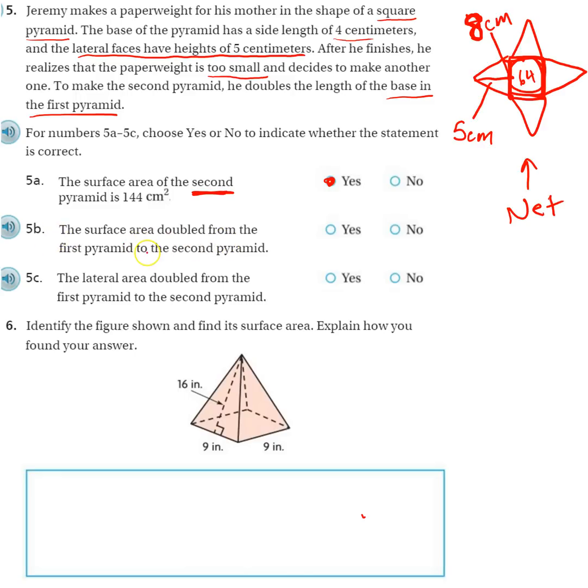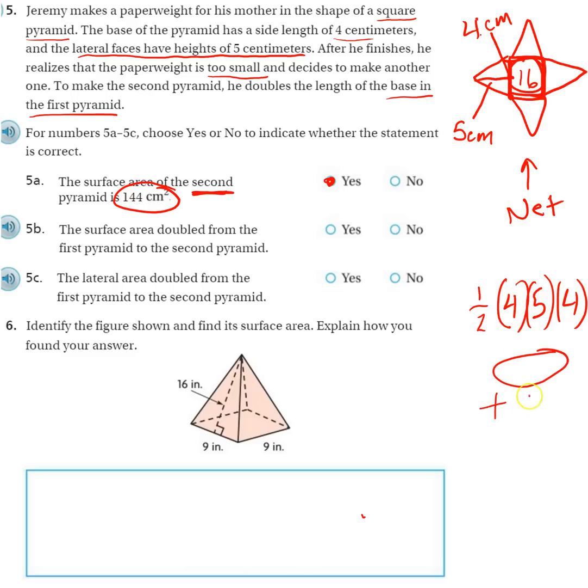Okay, the surface area doubled from the first pyramid to the second. Well, check it. We know the second one is 144, and the first pyramid had bases of 4, so it would be 4 times 4, which is 16. And then for each of the triangles, it would be 1/2 times base times height. And then since there's 4 of them, it would be times 4. So you multiply that out, get that answer, and then add 16 to it, and then see if that is half of 144. Or in other words, if you take this answer and multiply it by 2, do you get 144? If you do, then that is true. If you don't, then that is a no. Again, you can pause or rewind. I'm going to let you do that math.